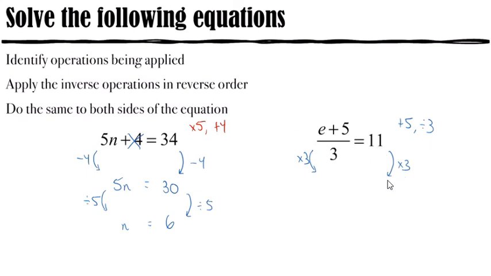So 11 times 3 gives me 33. And then (e + 5)/3 times 3. Again, the idea is to get rid of that denominator. So I've just got e + 5.